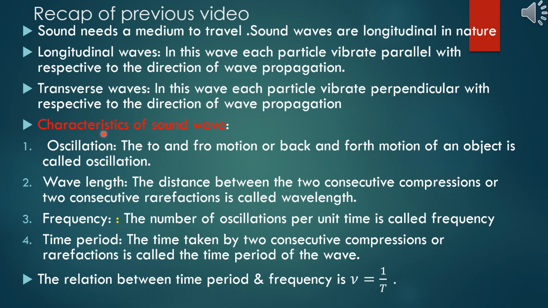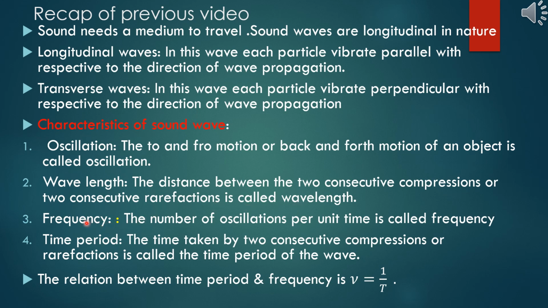After this, you have learned the characteristics of sound wave. There you have learned four characteristics. First one, oscillation. The to and fro motion or back and forth motion of an object is called oscillation. The second characteristic you have learned is wavelength. The distance between two consecutive compressions or two consecutive rarefactions is called wavelength.